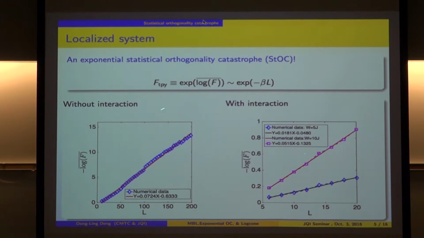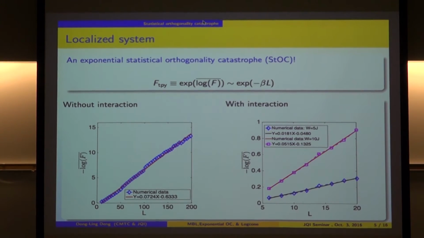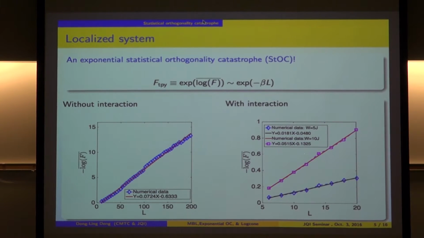In order to study this exponential orthogonality catastrophe, we did some numerics. We diagonalized the initial Hamiltonian H_I to find the ground state, and then calculated the ground state overlap, and took a geometric average of this wave function overlap. As you can see from these two figures, figure 1 is without interaction. Indeed, the averaged log f scales linearly with system size. That means the typical wave function overlap has an exponential decay with system size.